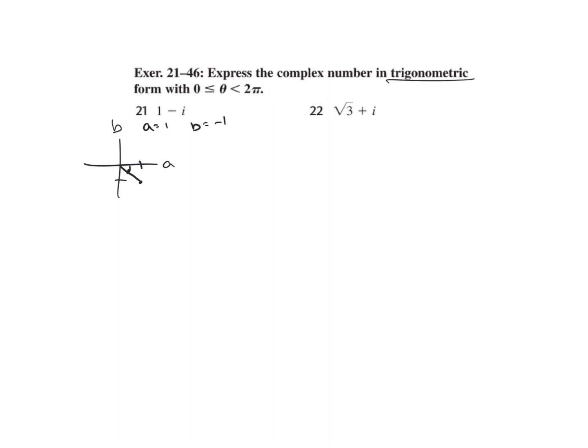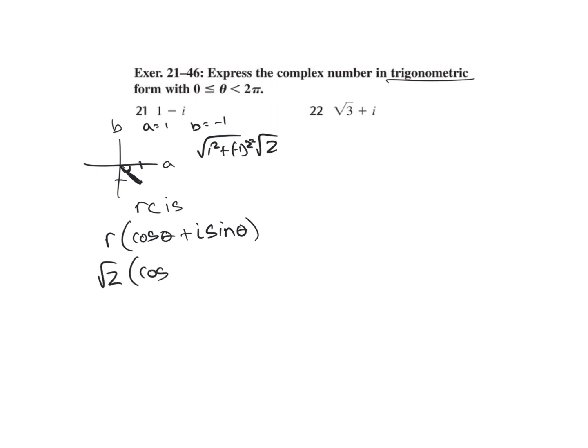Okay, so to put it in trigonometric form, you have to do r times cosine of theta plus i sine of theta. Or that's the rcis. Well, we got to get r, so r is your modulus or radius, the length of your vector. So 1 squared plus negative 1 squared is square root of 2. And what is that theta? So all the way around is 7 pi over 4 plus i sine of 7 pi over 4.